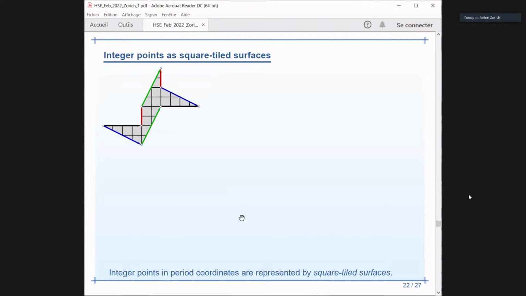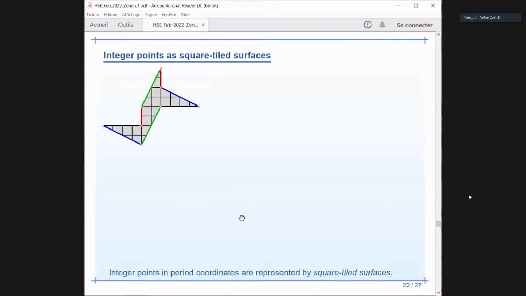Now I'm coming finally to square-tiled surfaces. I claim that integer points of our lattice, so points which in period coordinates correspond to integer points, when all periods, relative and absolute, live in Z plus iZ, that surfaces like this are square-tiled.